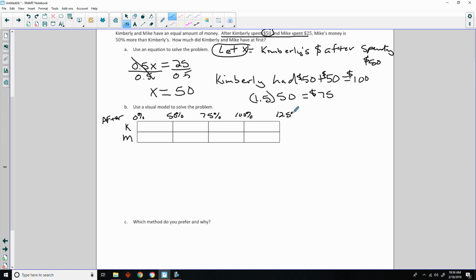Why? Is this right? Or do we want to... This is the before. This is before, not after. This is our before.